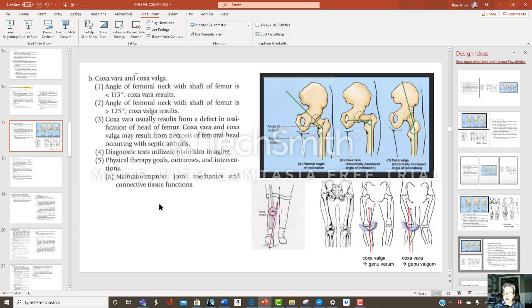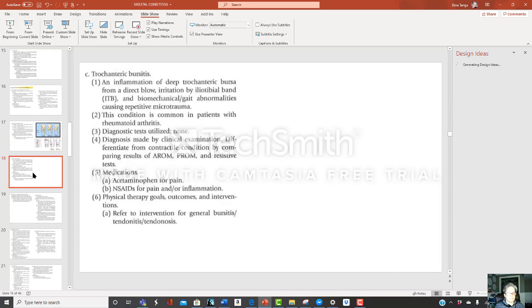And then coxa valga over here is an abnormally increased angle of inclination, which is greater than 125 degrees. And coxa valga is going to influence genu varum, which is bow-legged. Genu valgum is knock-knees. So they're opposite. Coxa valga causes genu varum, coxa vara causes genu valgum.